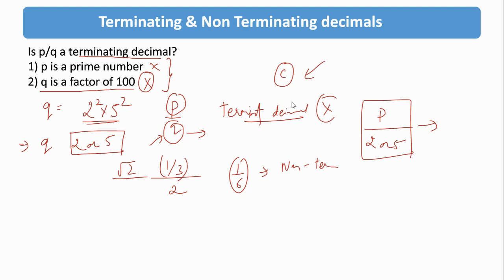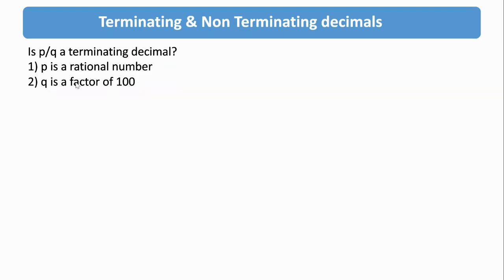Now let's do a similar second question. See, here it is very similar. I have changed only the statement 1. So you can pause the video to try this. Now, if you solve it, same case here. From this you know Q is having only 2 or 5 as the prime factor, no other prime factor. But P is a rational number.